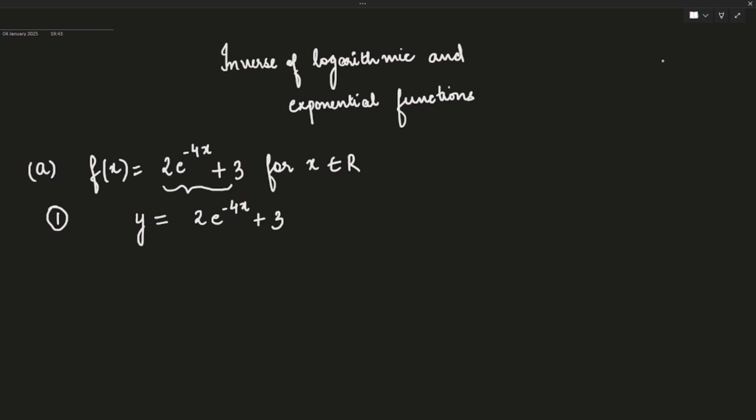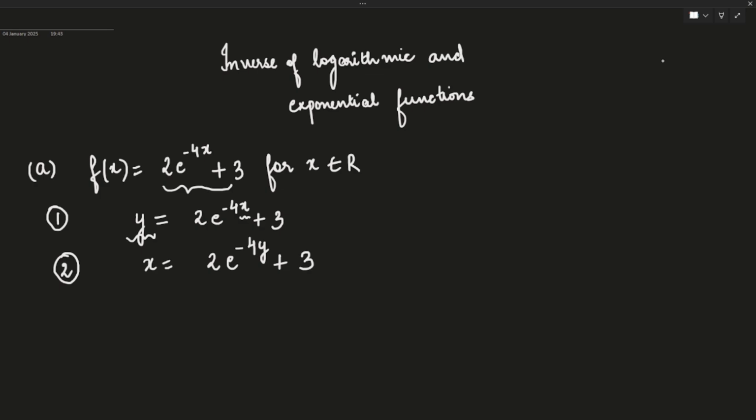The first step is very easy. What is your second step? The second step is that we'll interchange the y and the x variable. Your y will become x, and in place of x you will write y. So in place of y I'll write x, so x = 2e^(-4y+3). This is our second step.